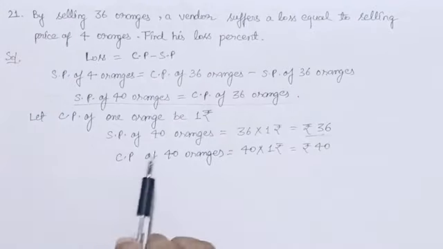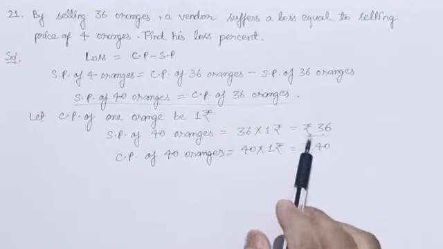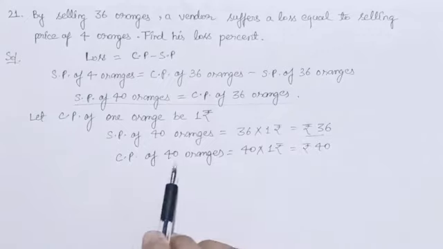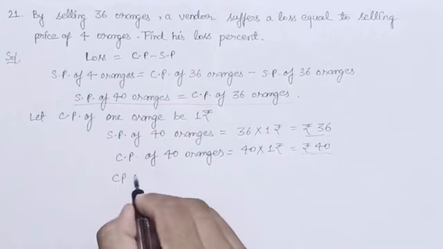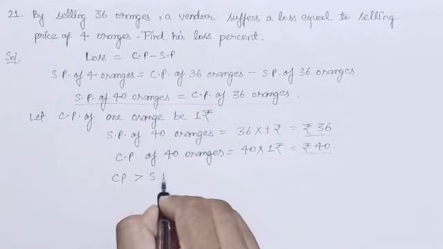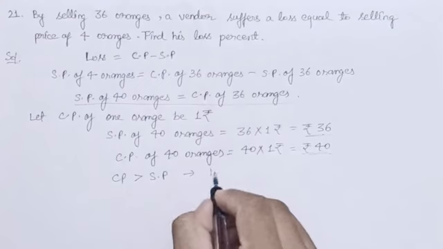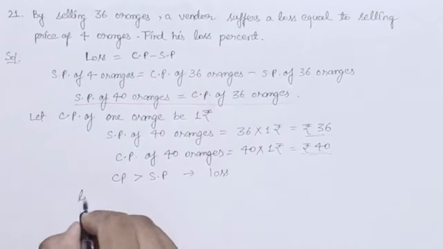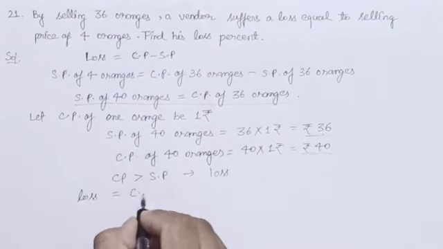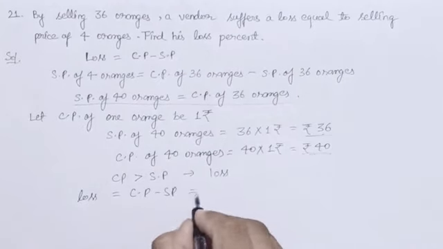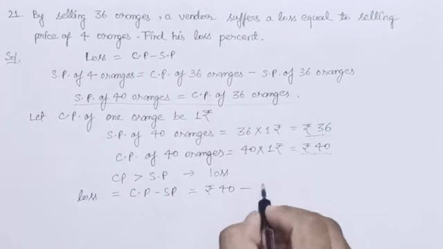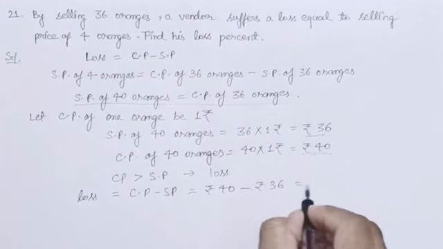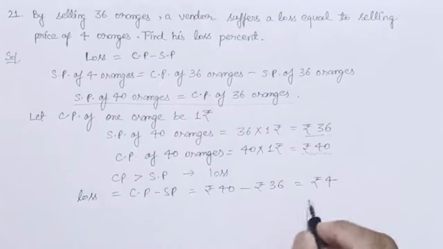Now students, it is clear that SP of 40 oranges is rupees 36 and CP of 40 oranges is rupees 40. So here CP is greater than SP. It means there is a loss. So we can calculate loss equal to CP minus SP. CP is rupees 40 minus SP rupees 36. So it is equal to rupees 4. So there is a loss of rupees 4.